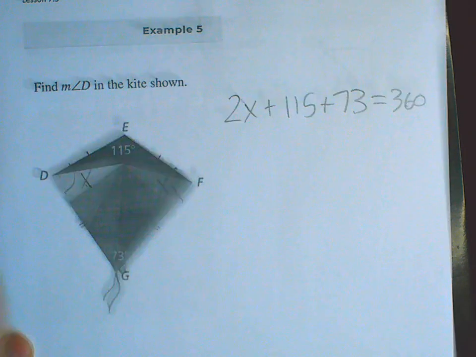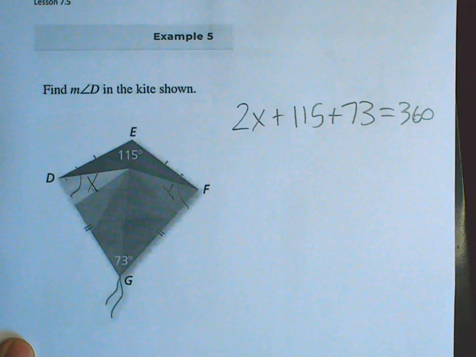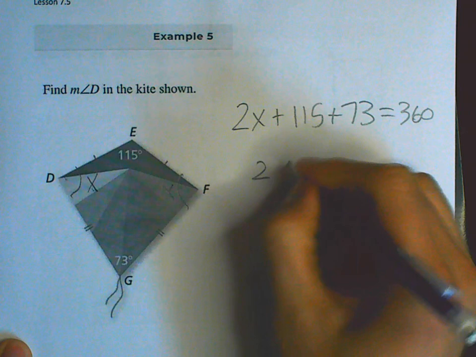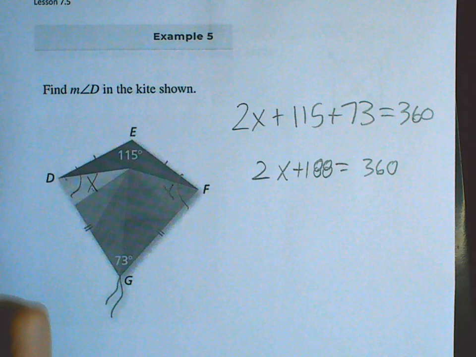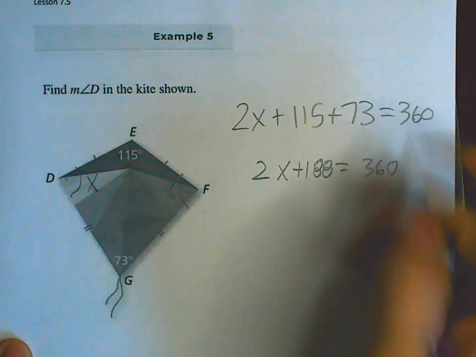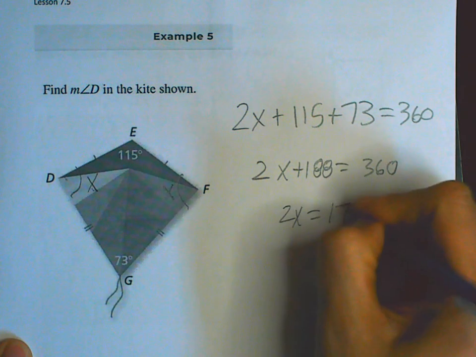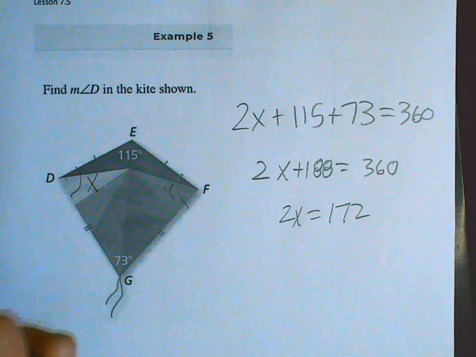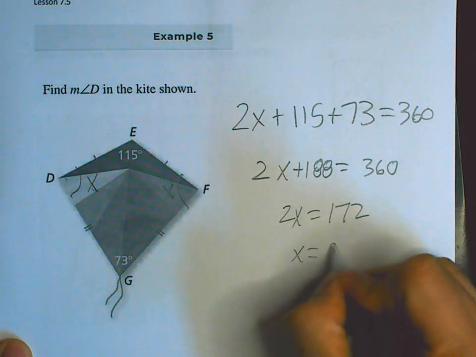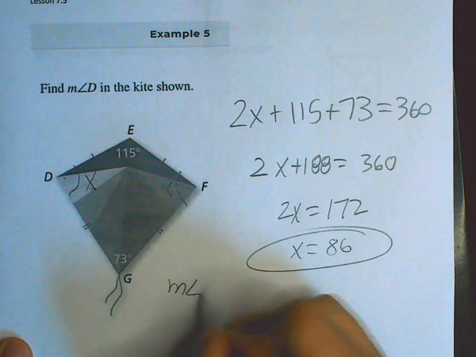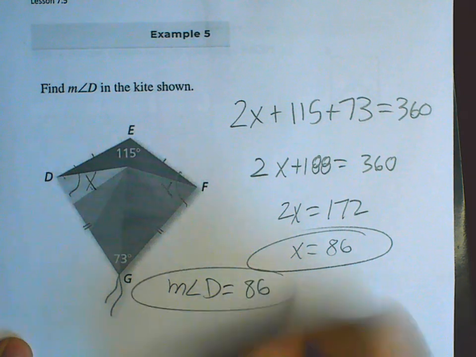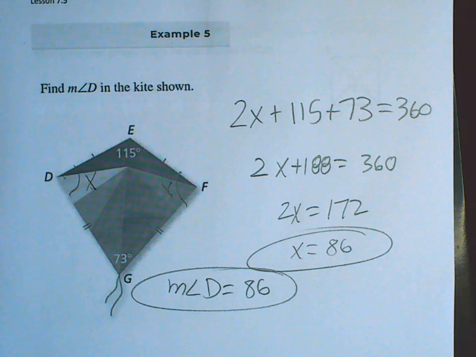So now it's just a matter of solving this. So 115 plus 73 equals 188. That's 2x plus 188 equals 360. So subtract that from the 360. You get 2x equal to 172, divided by 2, and you get x is equal to 86. So therefore, the measure of angle D is 86. As simple as that. Let's take a look at the last one.